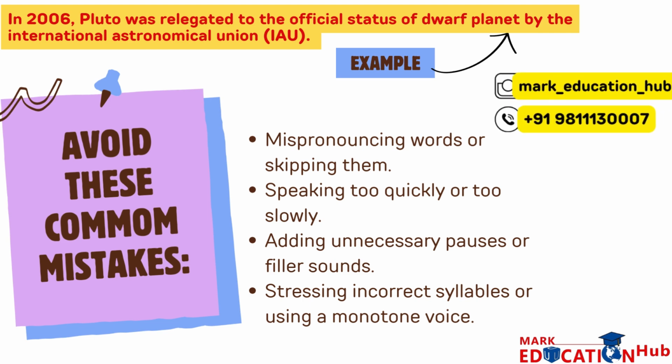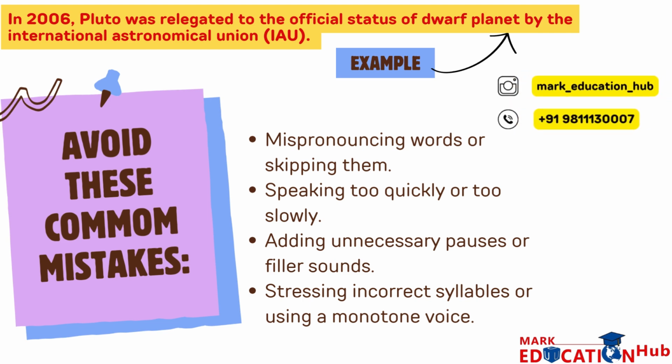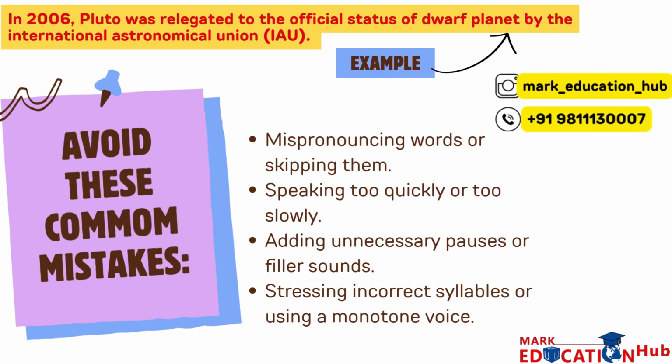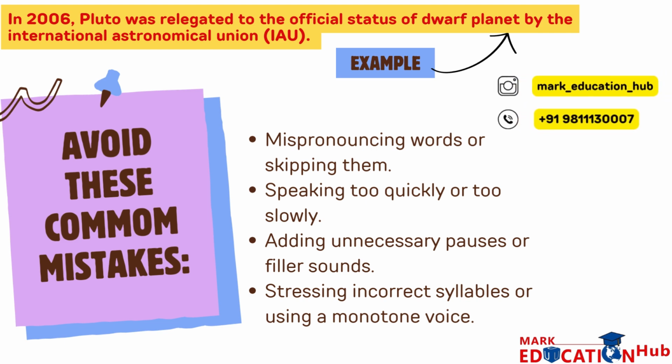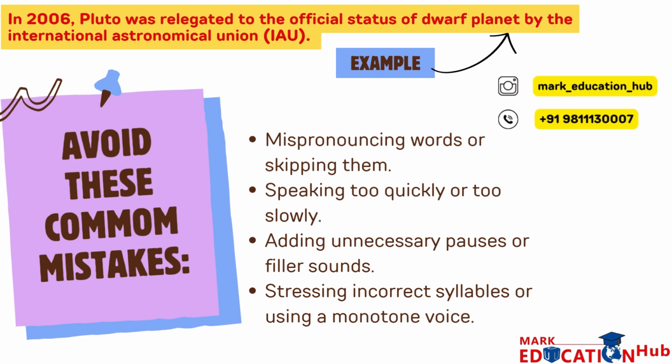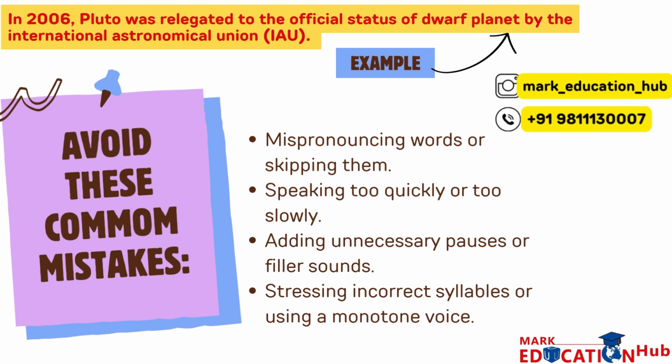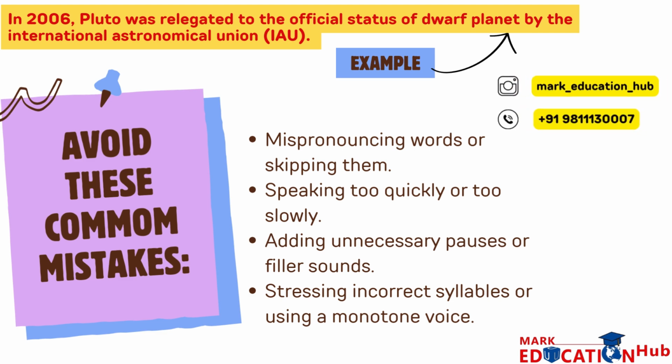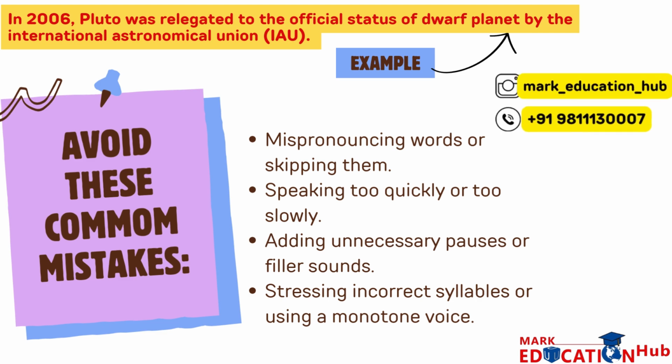It means that if I mispronounce any word or even if I skip it, I will lose some marks. For example, in the above sentence, if I mispronounce the word relegated as something else, it will deduct my marks. Or even if I think that the word is too difficult and I skip it by saying, Pluto was to the official status, in this case also, I will lose my marks. So, in the preparation time given to you, you should always check the pronunciation of the words and you should not skip them while speaking.